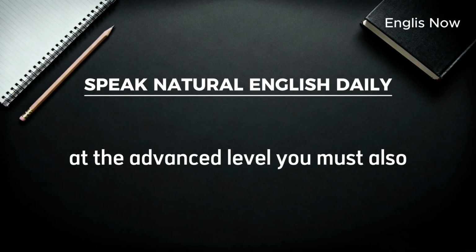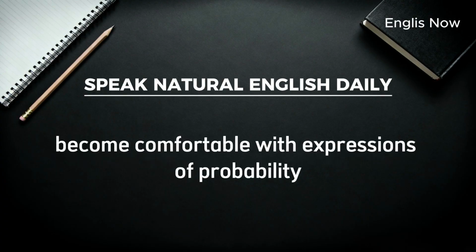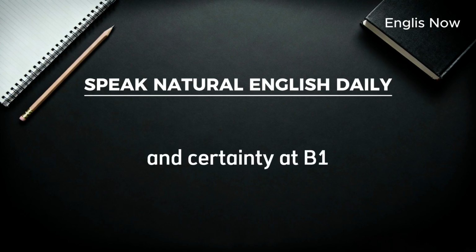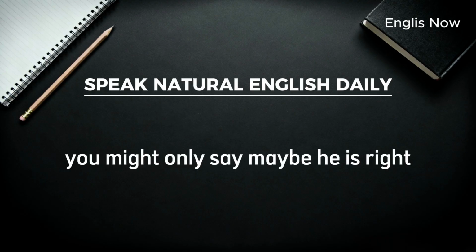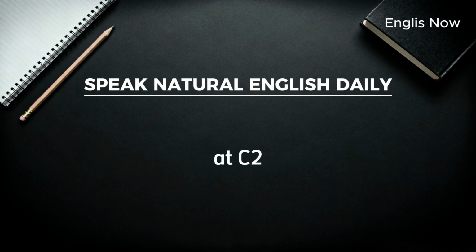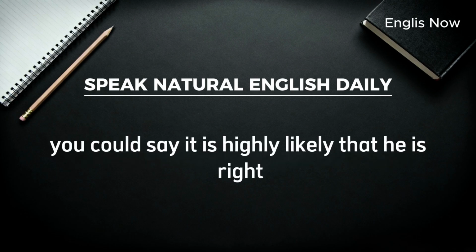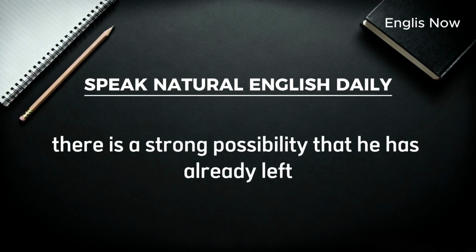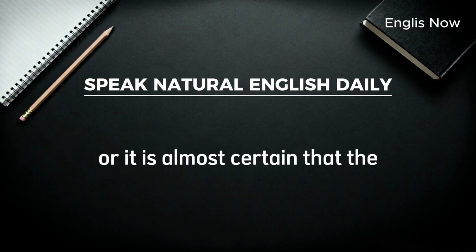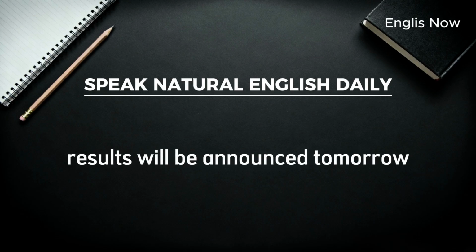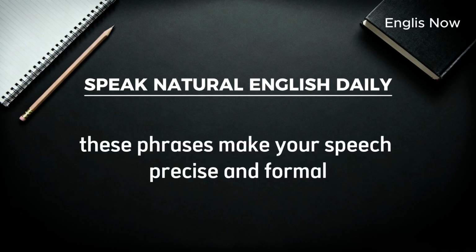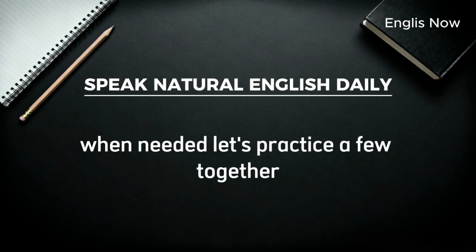At the advanced level, you must also become comfortable with expressions of probability and certainty. At B1, you might only say, maybe he is right. At C2, you could say, it is highly likely that he is right. Or, there is a strong possibility that he has already left. Or, it is almost certain that the results will be announced tomorrow. These phrases make your speech precise and formal when needed.